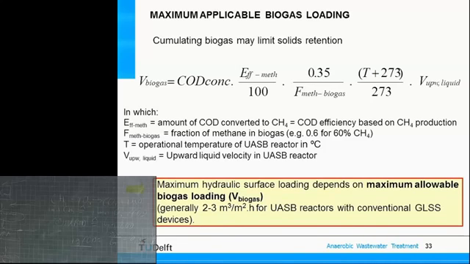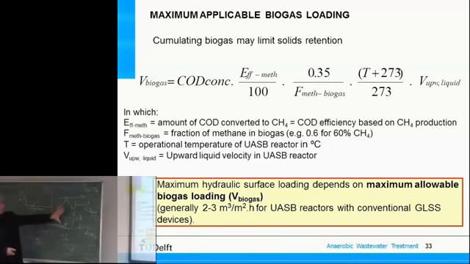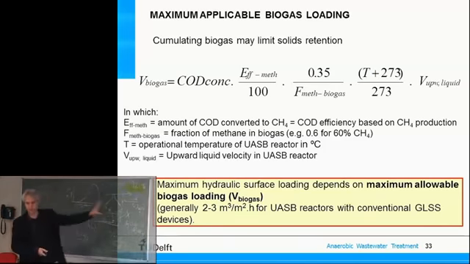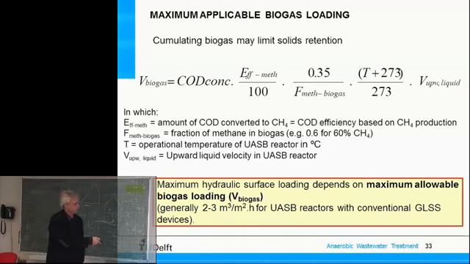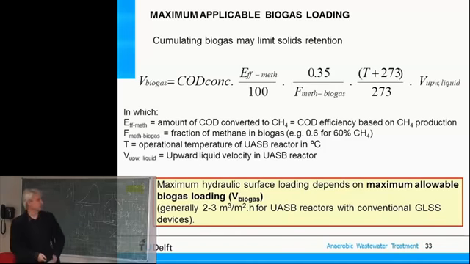Now, if you design a system, the conventionally designed USBs are simple reactors with a kind of a reverse funnel, so nothing advanced. Later on, more advanced systems are designed. So 2 to 3 cubic meter of biogas per square meter of surface per hour with these conventional gas-liquid-solid separators. That is more or less the maximum. And if you have a higher turbulence, then you don't have a nice separation of the sludge from the liquid, and then you have a loss of sludge in the effluent.